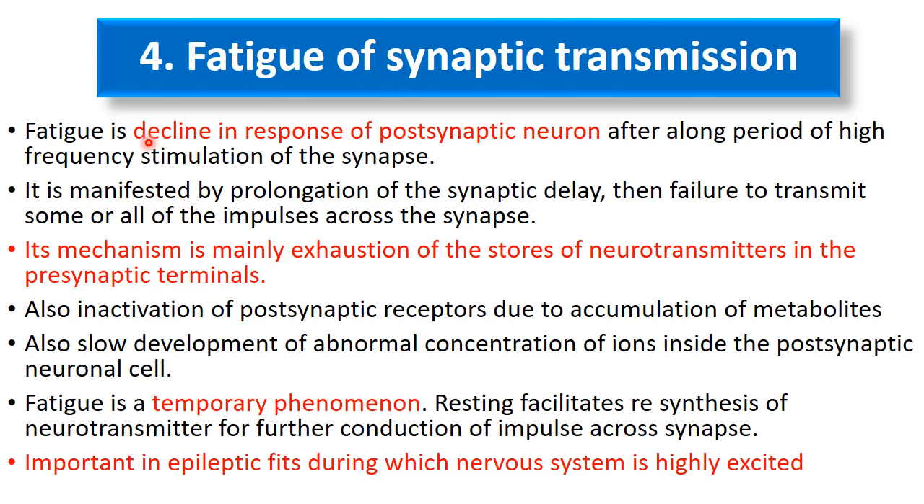The fourth property of synaptic transmission is the fatigue of synaptic transmission. Fatigue is actually a decline in response of the postsynaptic neuron after a long period of frequent stimulation of the synapse. If a synapse remains active for a prolonged time, what will happen? It is going to fatigue. It is manifested by a prolonged synaptic delay, then failure to transmit some or all of the impulses across the synapse. A time will come when there will be no impulse transmission across the synapse. It means the synapse has fatigued.